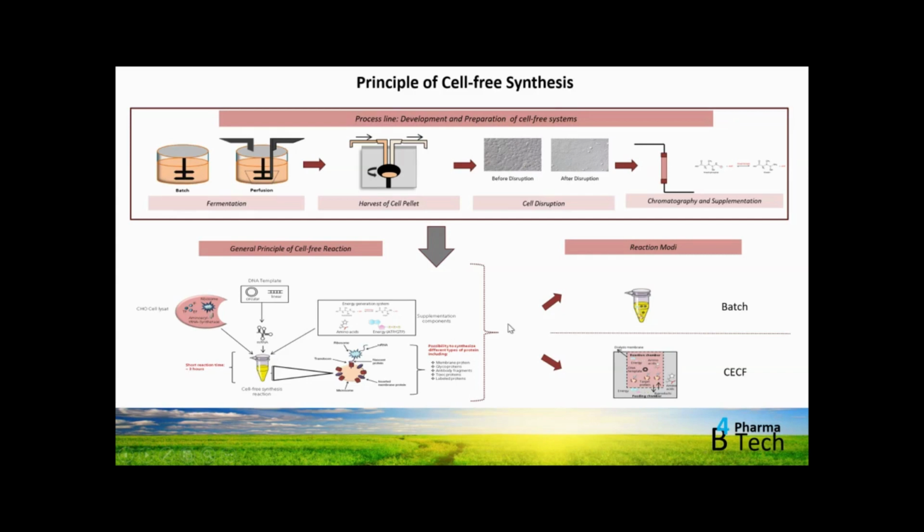Now, in principle, the reaction modes are as follows. We can either produce the protein in a batch-based system, which is the classical Eppendorf tube or a 96-well plate, or you can produce your protein in a so-called CECF mode, a constant exchange cell-free system, where you have a chamber which is separated by a dialysis membrane. So the reaction chamber is the middle part, the feeding chamber is the outer part. Inhibitory byproducts are constantly removed, and ATP and energy are constantly spiked into the reaction chamber to ensure high yield of protein production.